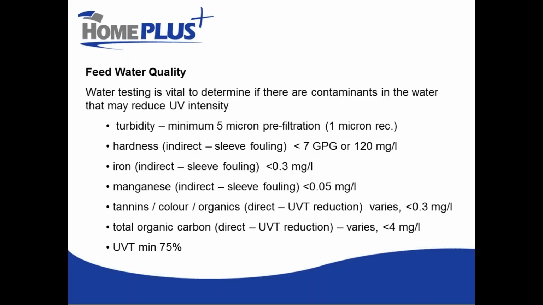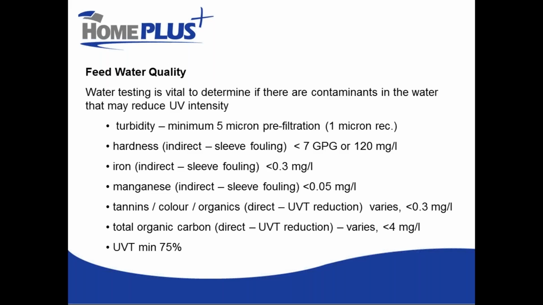Hardness, iron, and manganese can all cause fouling of our UV sleeve. As iron and manganese oxidize, they will form a stain of minerals on that sleeve. As hardness precipitates into calcium carbonate or magnesium carbonate on the sleeve, that will also create a physical stain that will inhibit some of the UV light from reaching the water.